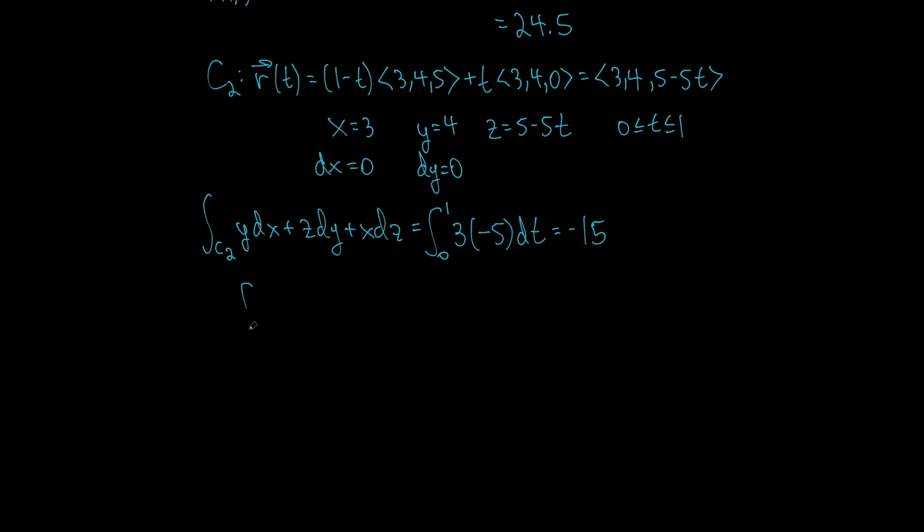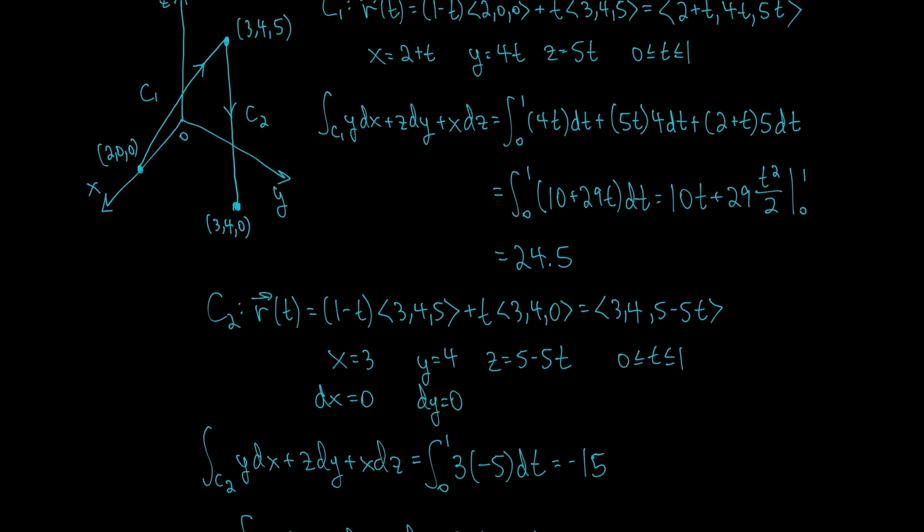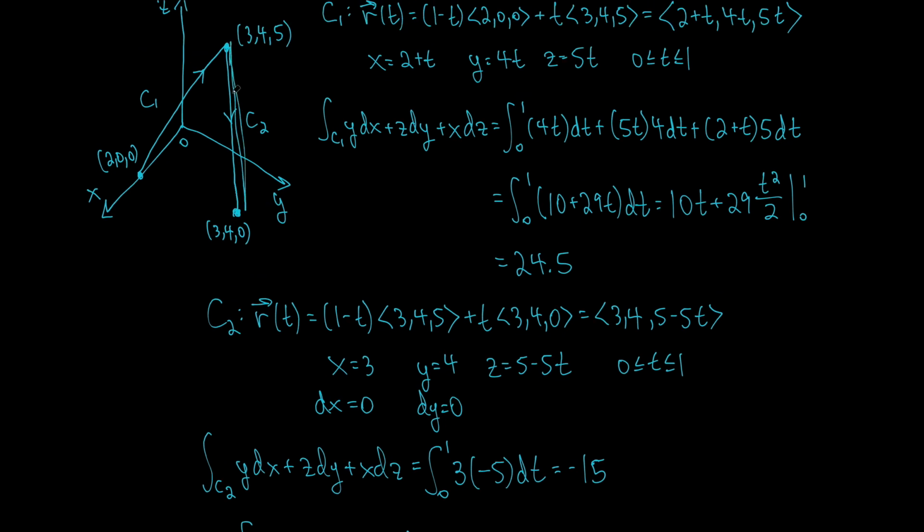Wonderful, so we get the line integral over C in general of y dx plus z dy plus x dz is equal to 24.5 minus 15, which is 9.5. And by the way, notice it makes sense that these guys would be 0 because look, we're just going straight down over here. There's no change in x or y.